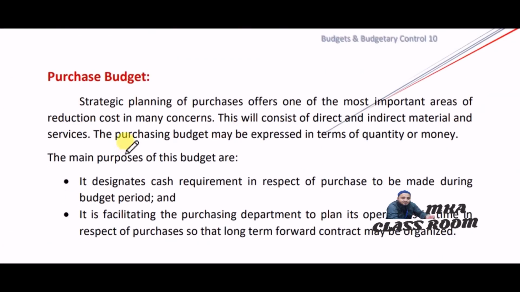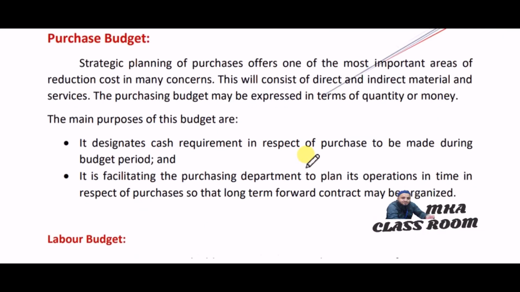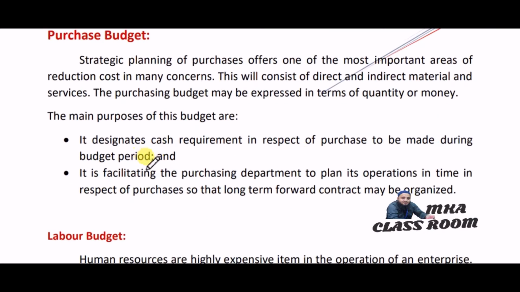Then the purchase budget. Strategic planning of purchases offers one of the most important areas of cost reduction in many concerns. This will consist of direct and indirect material and services. The purchasing budget may be expressed in terms of quantity or money. The main purpose of this budget is to determine the cash requirements in respect of purchases to be made.